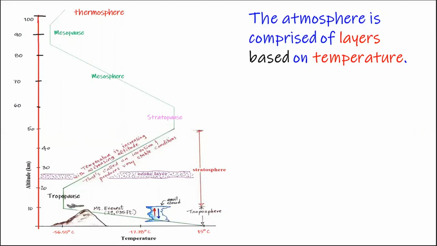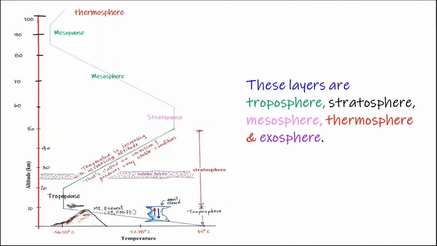This figure shows how temperature varies with altitude in the atmosphere. The x-axis represents temperature in degrees Celsius and the y-axis represents altitude in kilometers. Note the alternating regions of decreasing and increasing temperature with height. An inversion exists when temperature increases with altitude.